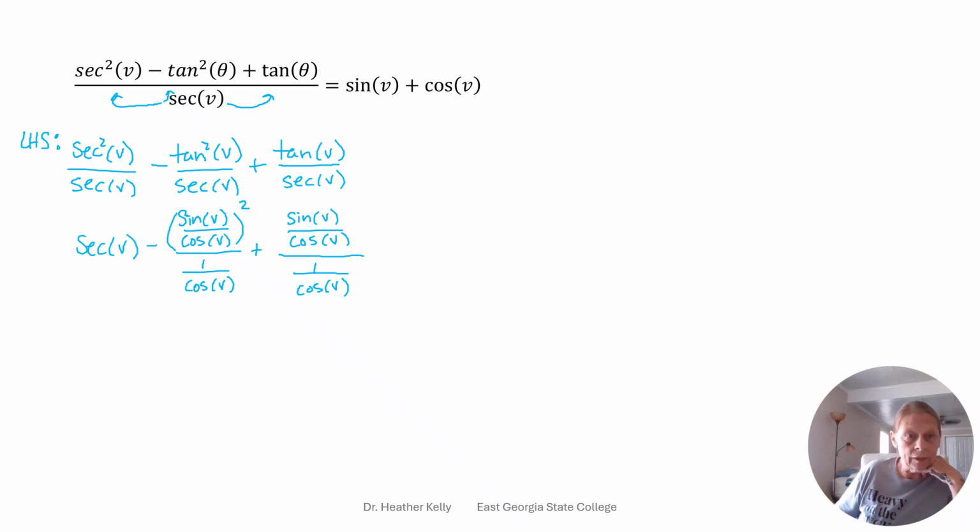Now let's just work with these couple of pieces here. When we simplify this, we get to flip this over. So we'll be left with sine squared v over cosine v minus our secant v. I'm just going to write it here. We'll probably change it here in a minute. And then this guy becomes just plus sine v.